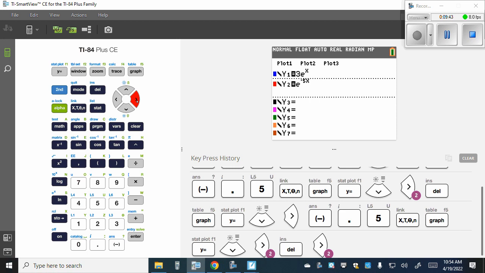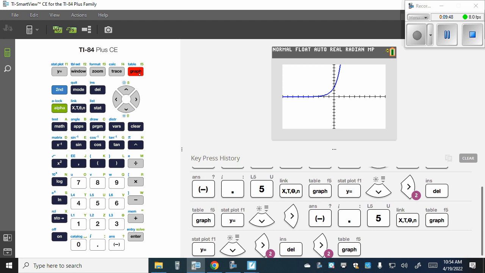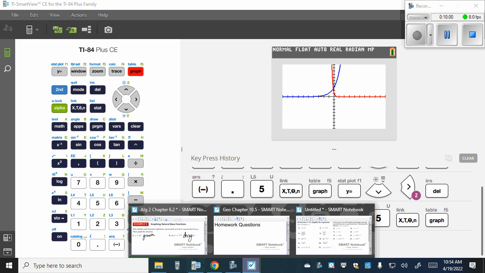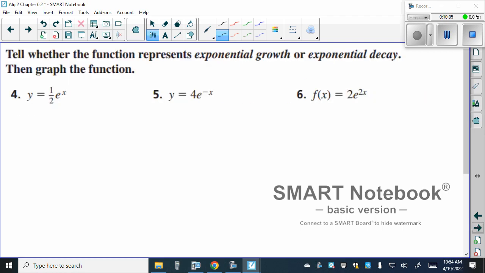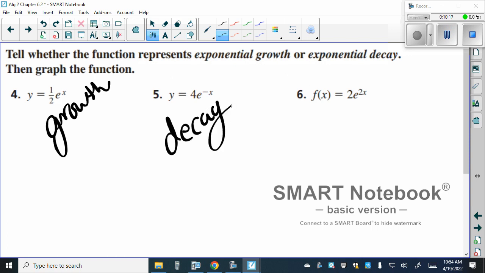So I can delete that 0.5 and just say negative 5x. Hit graph again. It will change the function, but it's just now steeper instead of a more gradual slope. Still the same thing. It's more based off the sign, not so much the specific value that it has. So if we looked at number 4, this would be growth. Number 5 is decay. Questions on these here?